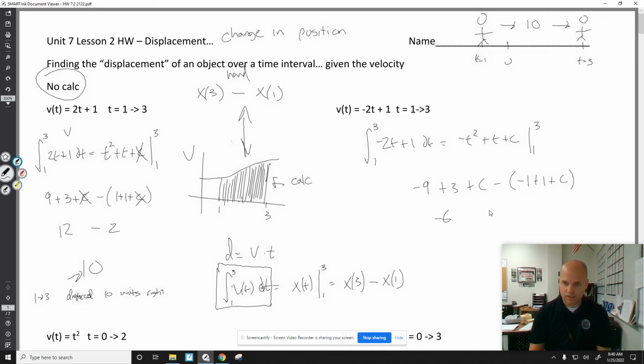This is -6 plus 1. The c's will go away. The c doesn't matter. And here we have a displacement of -5. So overall, over these 2 seconds, I've moved to the left 5. Maybe I moved back and forth a little bit. Maybe my distance is different. But between those two times, that's my displacement.